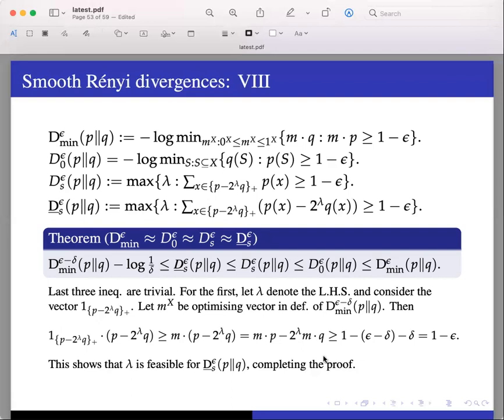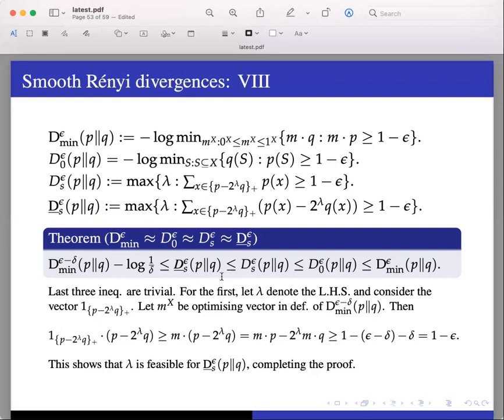So what does this show? This shows that this threshold lambda is feasible for d lower bar epsilon s, right? So what is the feasibility condition here? It is just the sum of the coordinates of the vector p minus 2 to the lambda q on the positive part, which is just this quantity, which is larger than 1 minus epsilon. So this is feasible, which completes the proof. That means this is less than d lower bar epsilon. Is this clear?